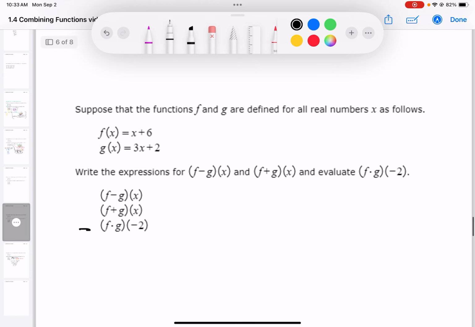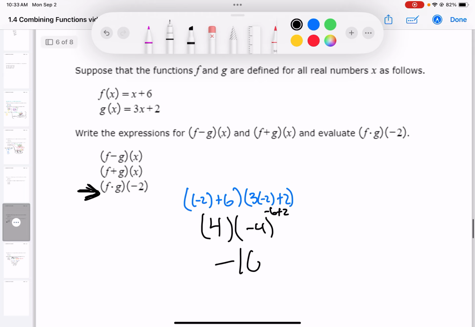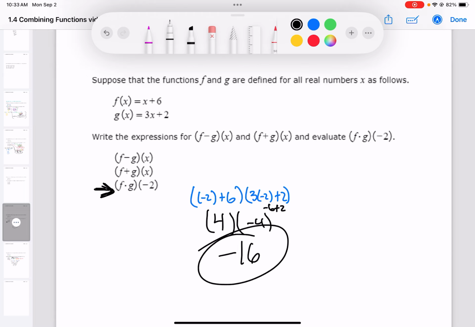All right, this last one, I'm just going to do this one because we haven't done one where we substitute in a number on the multiplication side. You could simplify everything just like we've done, we multiply, we do the box method, but you don't necessarily have to. So just go negative 2 plus 6, and that is times 3 times negative 2 plus 2. So negative 2 plus 6 is 4. 3 times negative 2 is negative 6, so negative 6 plus 2 gives me negative 4. Multiplied together, negative 16. Okay, this one should go pretty quick.